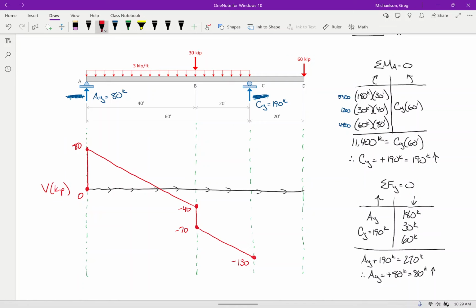Now what happens? Big old jump up, right? So if I'm at negative 130 and I jump up 190, what does that put me at? 60. Now what happens from C to D? Horizontal, right? Because there's no load between C and D. And that brings me back down to 0. And that, ladies and gentlemen, is your shear diagram.